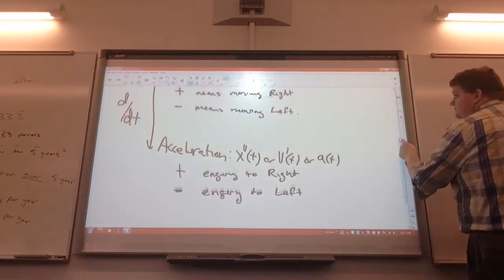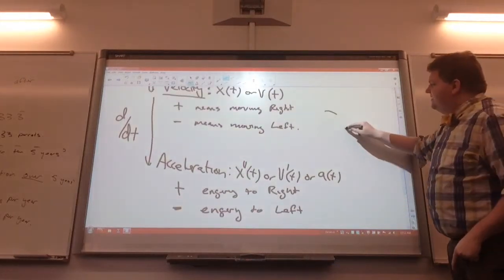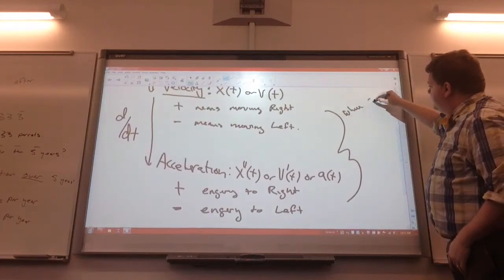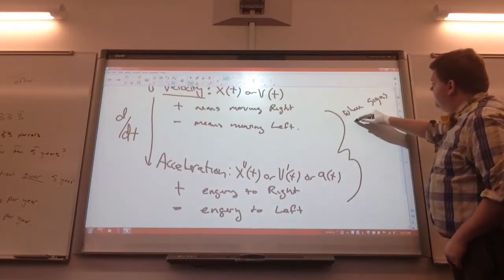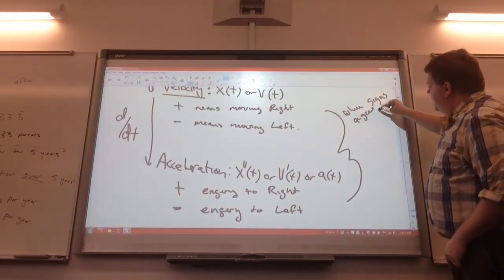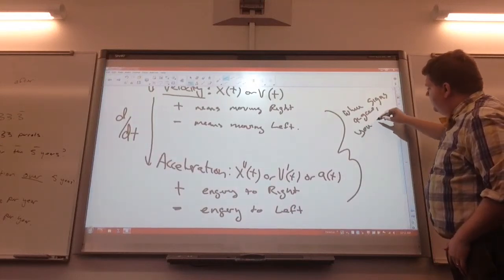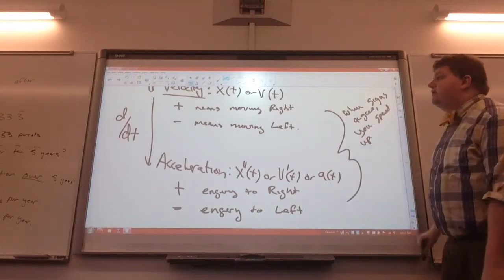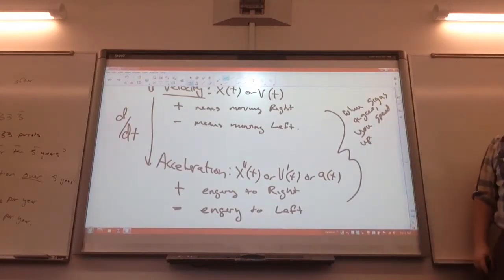And so, when their signs agree, you speed up. If they're both positive, both velocity and acceleration, so if my velocity is positive and my acceleration is positive, that means I'm speeding up in the rightwards direction. If they're both negative, that means I'm speeding up in the leftwards direction.